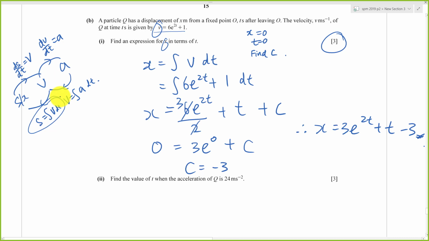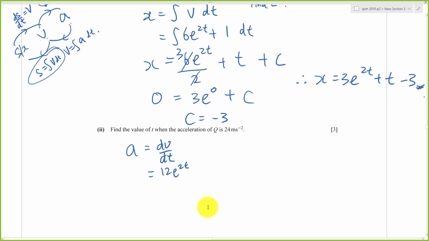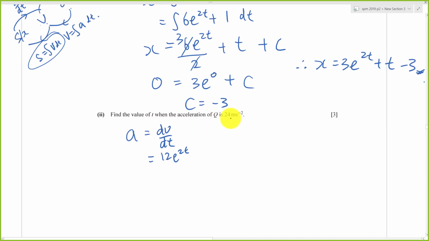Then find the value of t when the acceleration of Q is 24. Now you have V, you want to get a. V to a is differentiation. So a equals dv/dt. Differentiating this one, I will get 12e^(2t), and the plus 1 will give 0. So when acceleration is 24, 24 over 12 equals e^(2t).